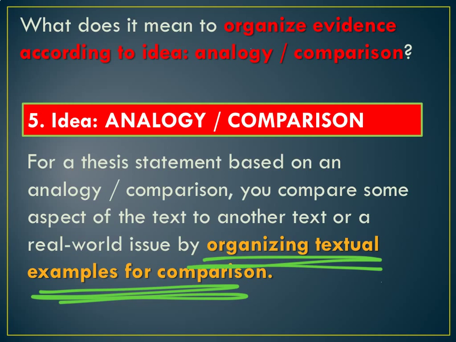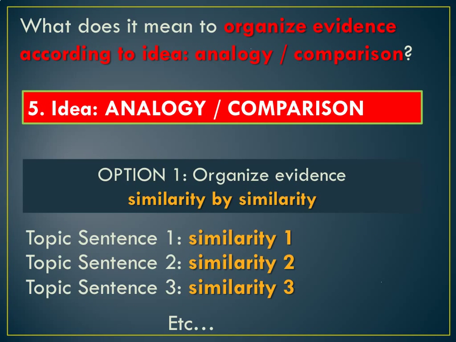And so you have some options for how you can do this. One option is that you can organize your evidence similarity by similarity. So maybe in the first topic sentence you focus on one similarity between the two items that you're comparing, whether it be two characters or maybe even two settings or two objects. The second topic sentence you can focus on a second similarity, and then the third you can focus on a third similarity, and so on.